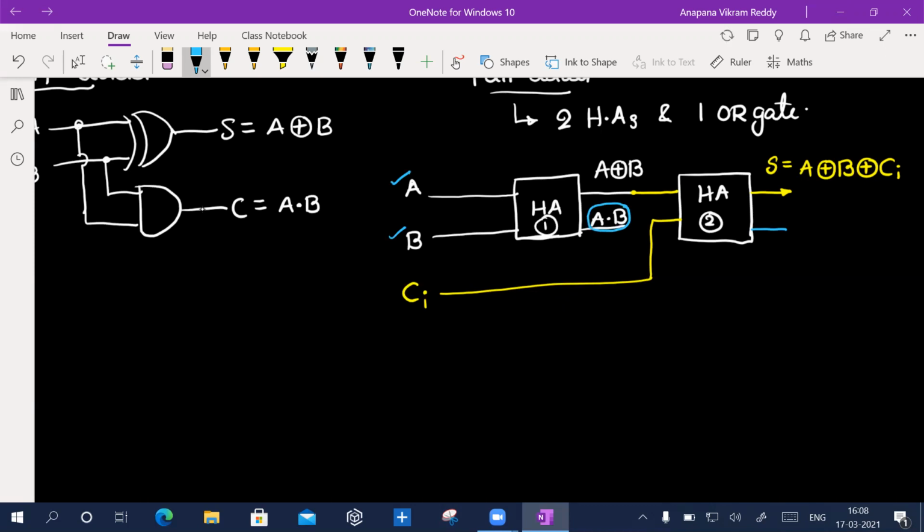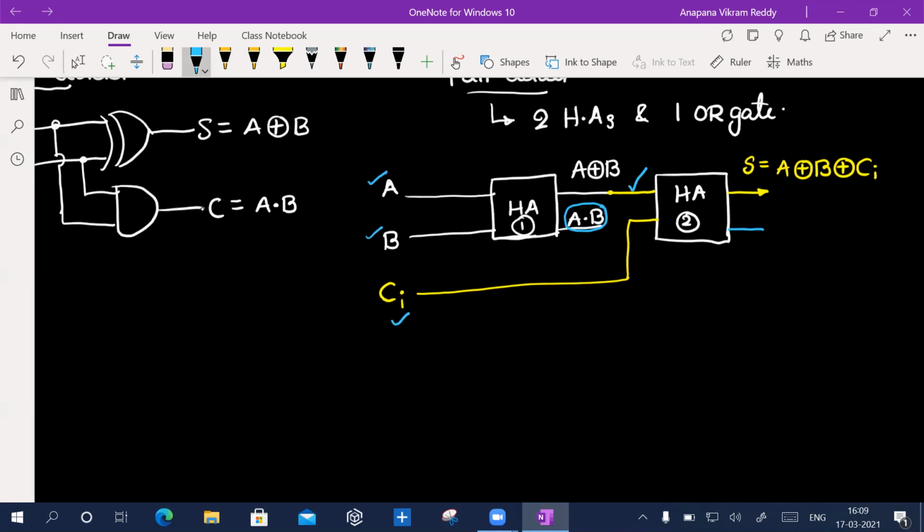Now what input do you have here? A exclusive OR B and C. So therefore the output here must be A exclusive OR B and C. And followed by that you have this carry, so what we require here is one OR gate. Now this is the actual carry, CI plus 1. This is how we implemented it.